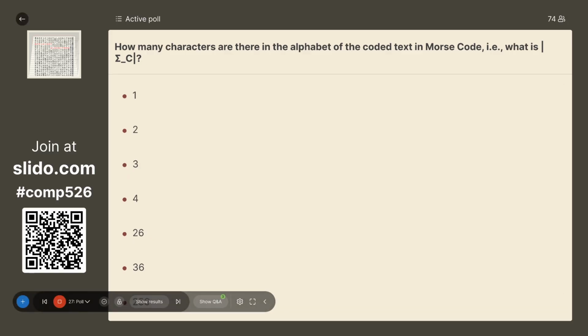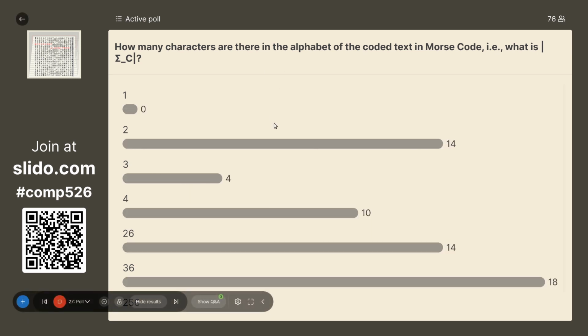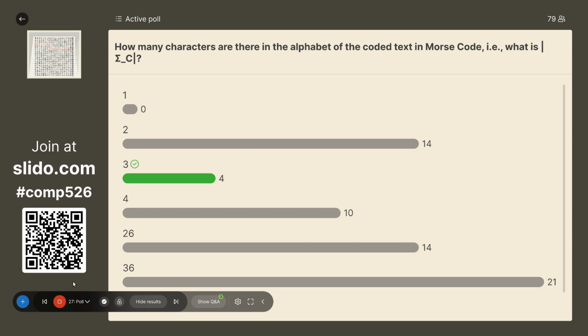Okay, we have lots of votes in. Let me show the distribution. Quite a spread. Not so many picked the right answer. I know it's a tricky question.